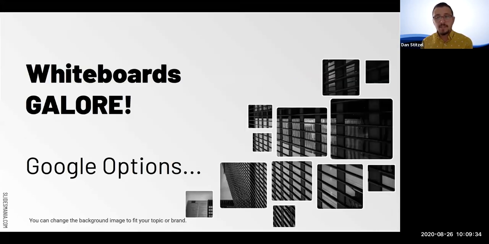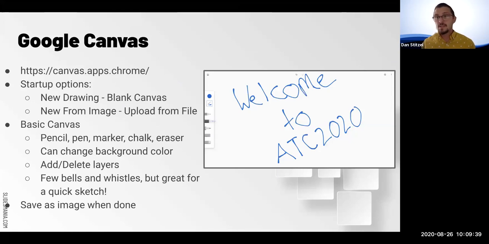All right, so let's start talking about whiteboards. The first one I want to talk about is Google Canvas. Google Canvas is very simple. It's essentially as if you were in front of your classroom with a dry erase marker and your old school whiteboard, and you're up there writing. That's kind of what Google Canvas is, and there's beauty in the simplicity.